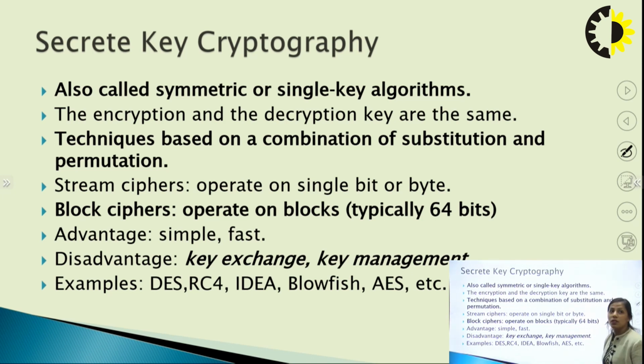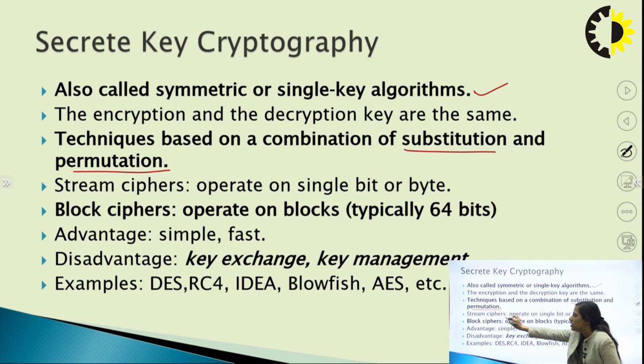Again, we just discussed the advantages, disadvantages, and examples of secret key cryptography. Secret key cryptography can be called symmetric, or single key cryptography algorithms. Both the encryption and decryption keys are the same. We use methods like substitution and permutation, which are used in mathematics also. We substitute a particular value for the encryption purpose. These are based upon stream ciphers.